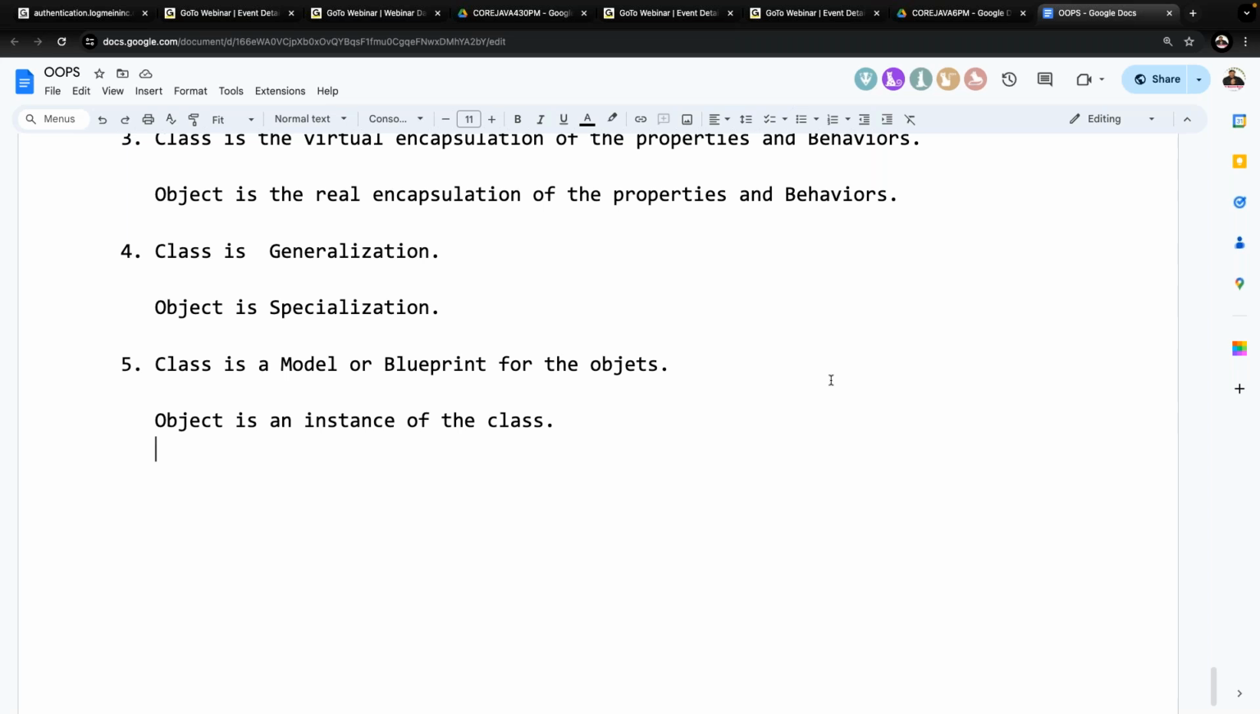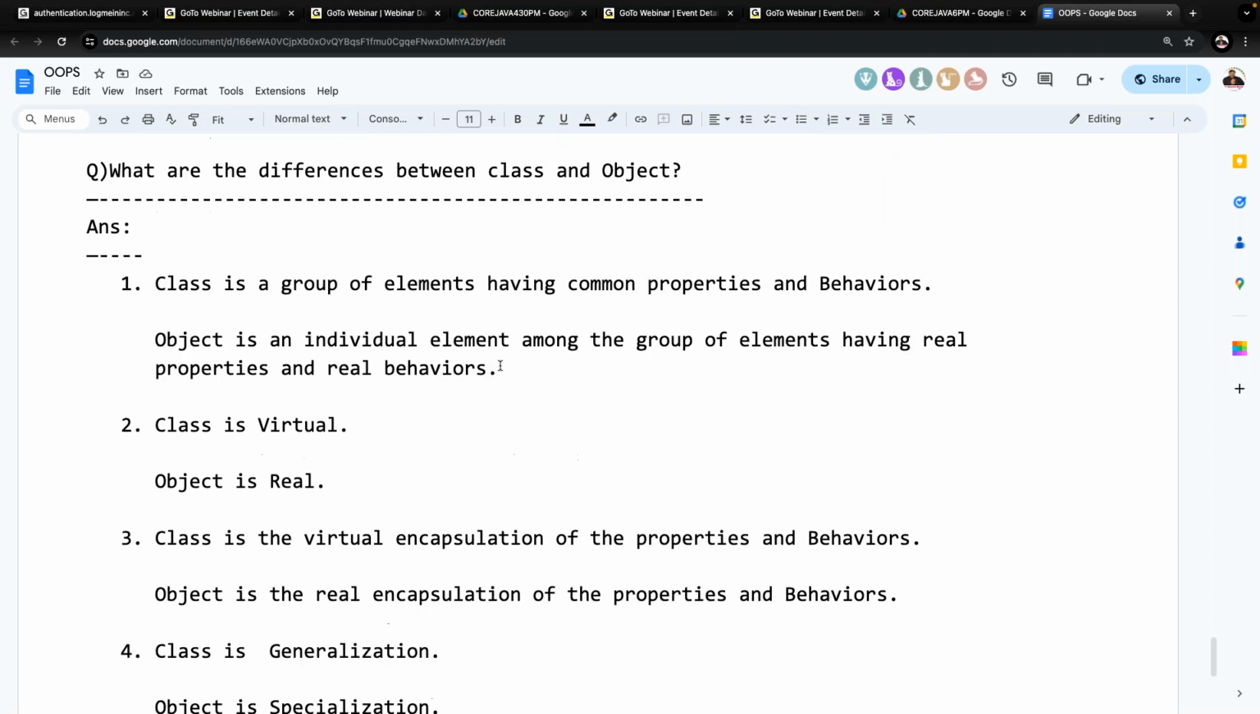Class will define the rules and regulations. Object will follow the rules and regulations. Class will give the virtuality of the rules and regulations, but object will provide the physicality of those rules and regulations. Object has physical implementations of the rules and regulations, but class will define them. Understand my point? So these are various differences between the class and an object.